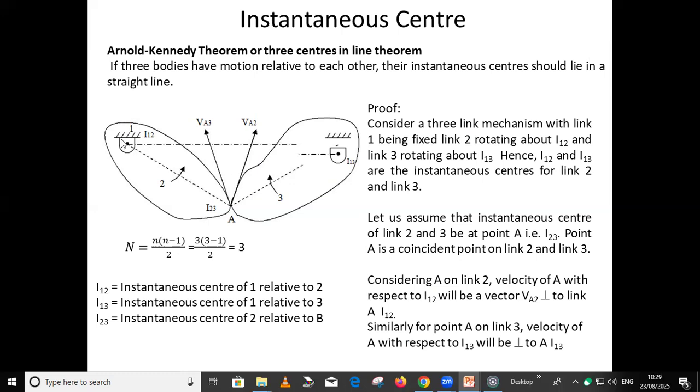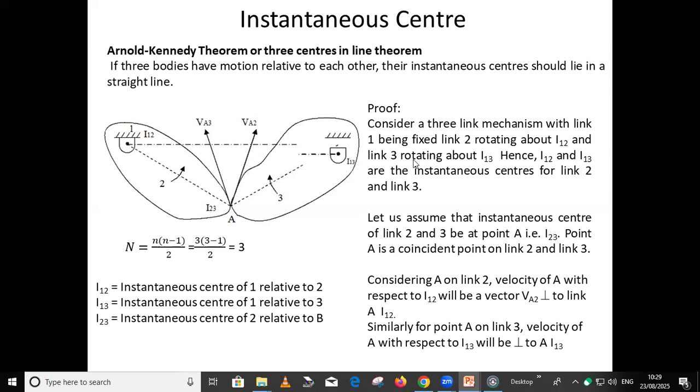And we have these linkages, fixed linkage 1. This is your second component, link number 2. This is your third component. And the tangential velocity component is tangential to motion. So it will be VA2 with respect to link 2, and this will be VA3 with respect to link 3.